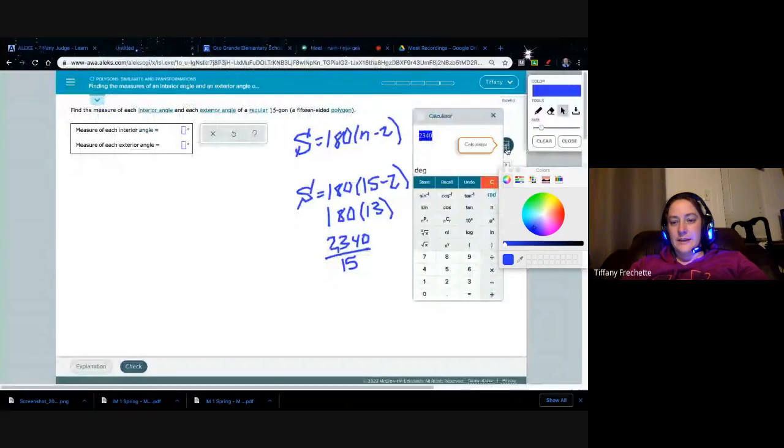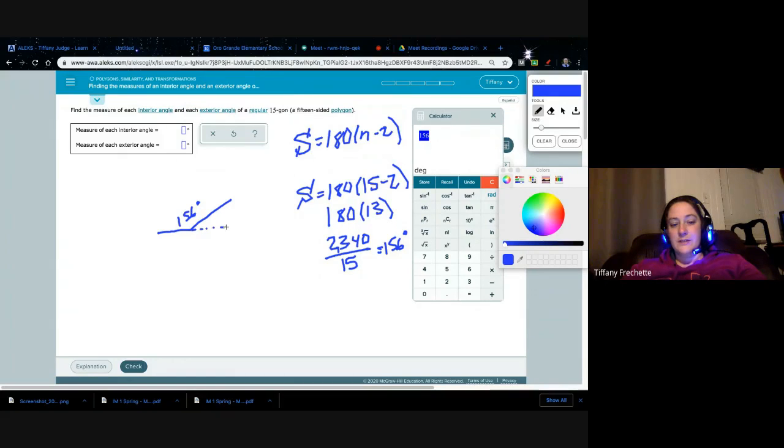So I want to go back to the calculator here, and I want to divide by 15 equals, so we get 156 degrees for each and every interior angle. Remember, and I don't want to try to draw a 15 gon because I don't think I'll do a very good job, but an angle would look something like this, and then it would keep going around 15 times. Each one of those is 156 degrees.